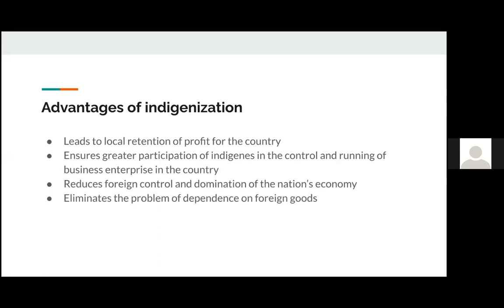It reduces foreign control and domination of the nation's economy, because if you have too many companies that are owned by foreigners, then you're essentially causing harm to your national economy, because a lot of the money that these companies may be making, even though they're making it within the country, they're actually taking it outside of the country. And finally, it eliminates the problem of dependence on foreign goods.